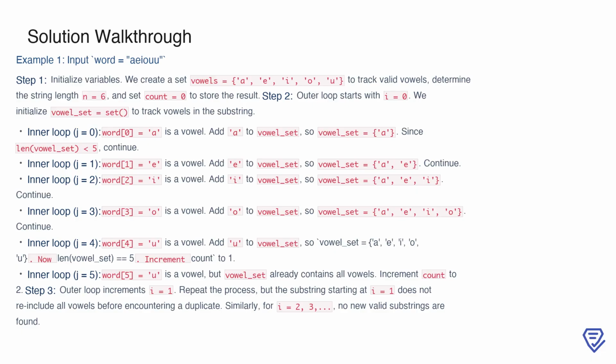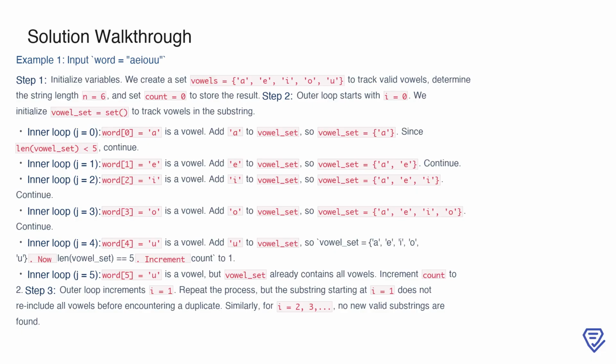At j equals 1, we encounter e, which is also a vowel, and we add it to the set. This process continues as we encounter i, o, and finally u, each time adding the vowel to the set. When the set contains all 5 vowels, we increment the count to 1. At j equals 5, we see another u, which is already in the set, but since the set still contains all the vowels, we increment the count again to 2. We then increment the starting index i and repeat the process, but no other substrings starting from i equals 1, 2, 3, and so on contain all the vowels before duplicates occur.